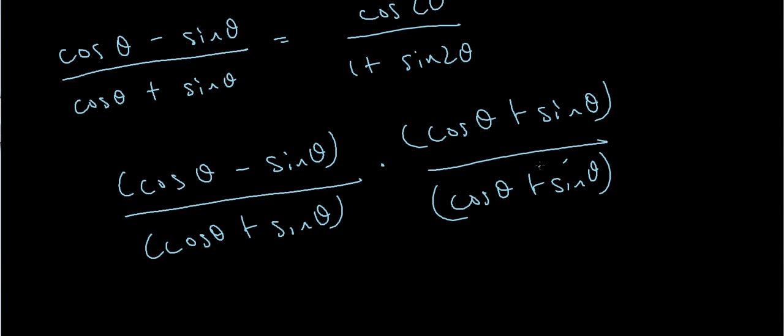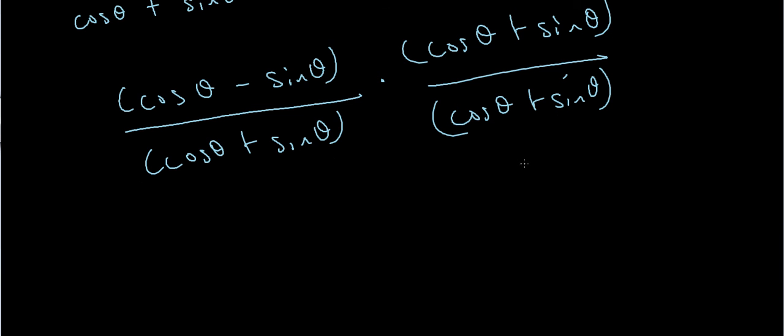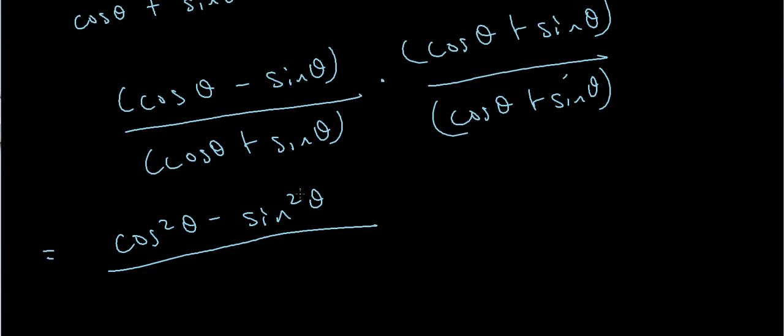And what happens when I expand this? When I expand this, I just get the difference of two squares, right? Because I've got something minus something times something plus something. So a minus b times a plus b, or in this case, cos theta minus sine theta times cos theta plus sine theta. So this is just the cosine squared of theta minus the sine squared of theta. I've now got to divide that by the product of these two things. And when you take the product of these two things, this is what I get.